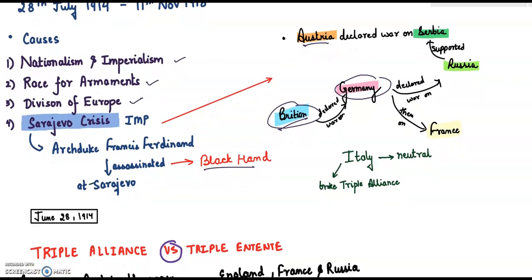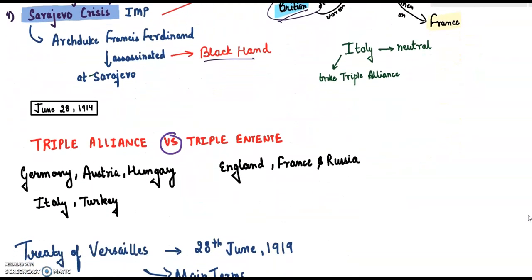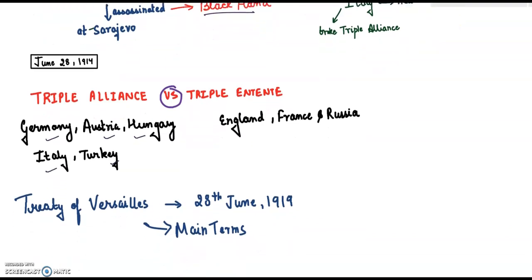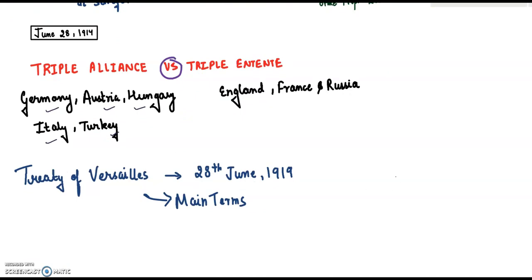If you don't know the difference between Triple Alliance and Triple Entente, then you have not learned anything. So you should know the countries that are included in Triple Alliance. They were Germany, Austria-Hungary, Italy and Turkey. For Triple Entente, it was England, France and Russia. Alright. So you have to go through the back exercise questions and also practice from previous year questions.